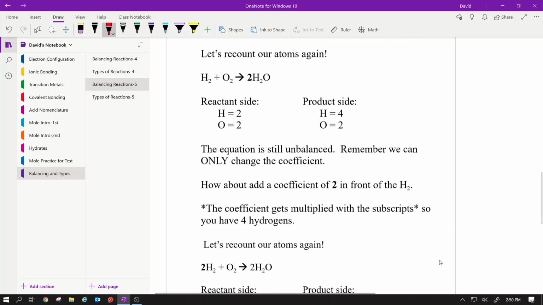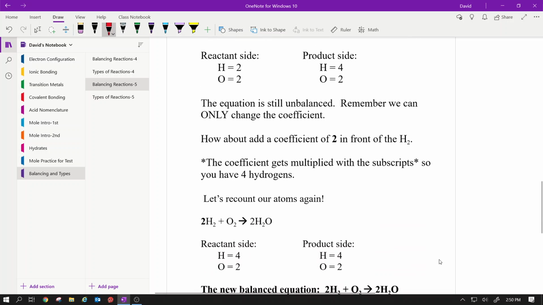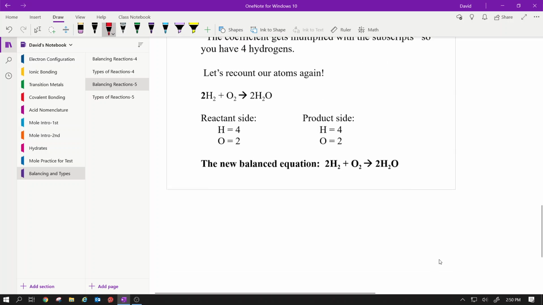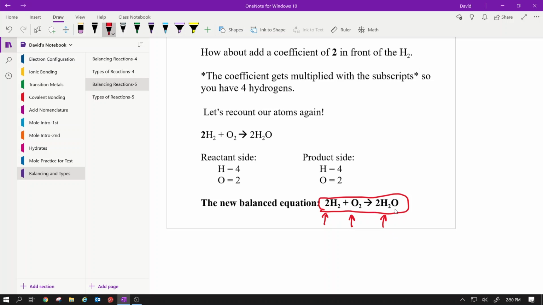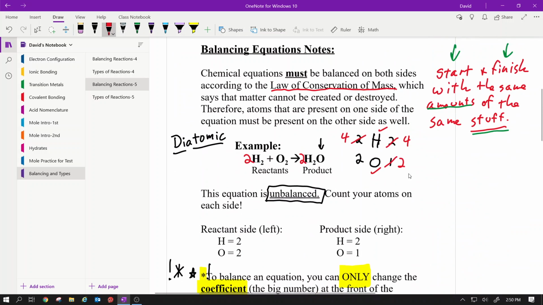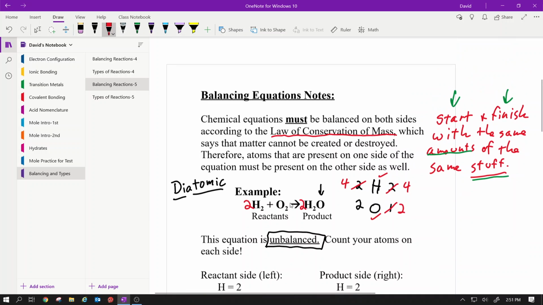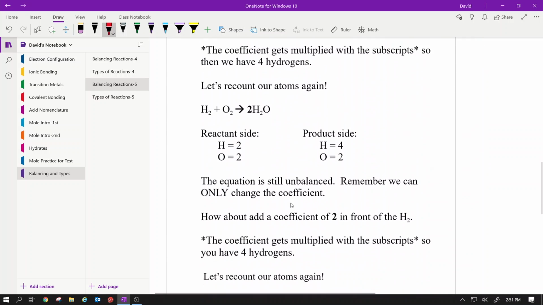Okay. So here we go. And then we recount again and we get 4, 4, 2, 2, and that's exactly what we saw at the top. So here's what we need to see, that our balanced equation is in fact 2 moles hydrogen to 1 mole oxygen to produce 2 moles of water. And that's the same thing that we saw up top when we worked through. So that is the basics of balancing equations.